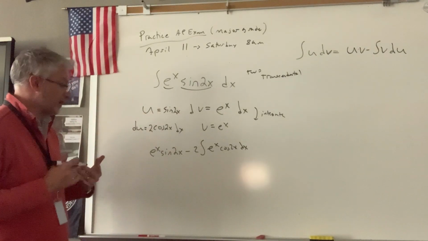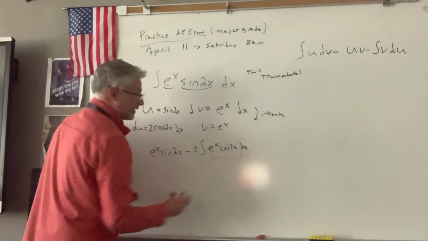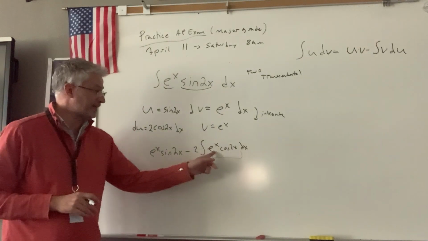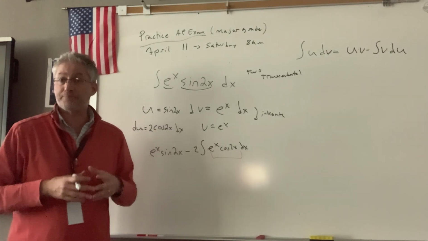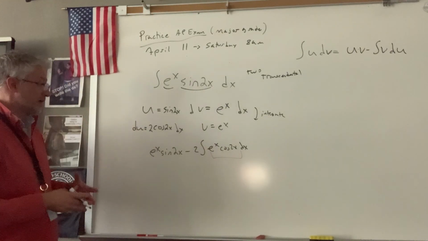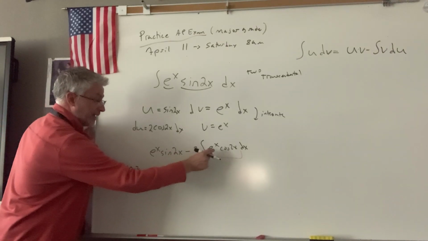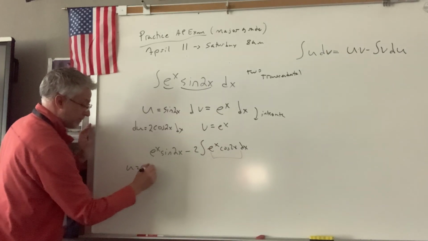But if you notice, we're going to have to do it again. I don't know the antiderivative of e to the x cosine of 2x. So I'm going to have to do my integration by parts again. So I'm going to let u now equal, again, e to the x, my cosine of 2x this time.